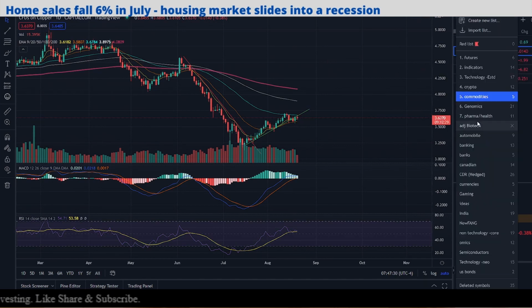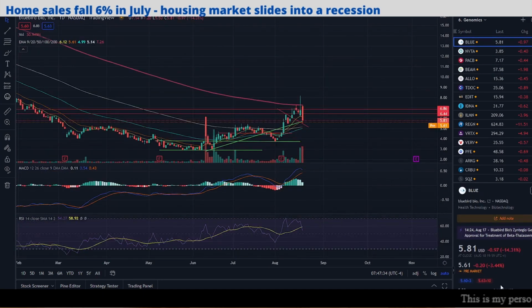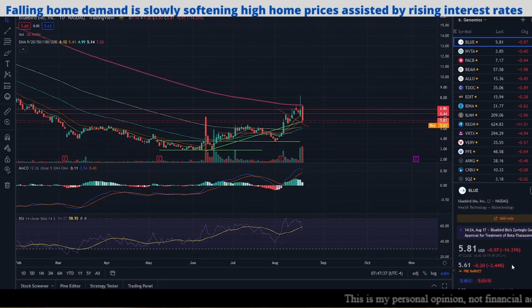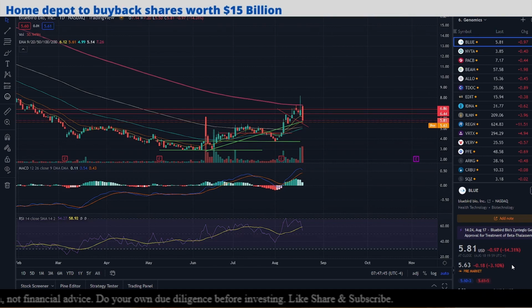And now let us go and look at the genomics sector. And in genomics, Bluebird is continuing to fall. It's fallen 3.44% pre-market today. That's further weakness. And the only thing that can explain this weakness is that there could potentially be an issue of new equity shares.